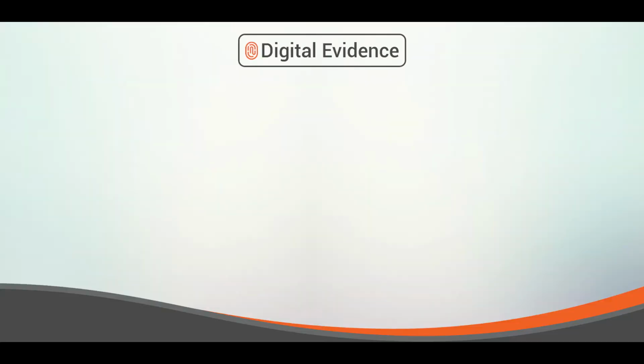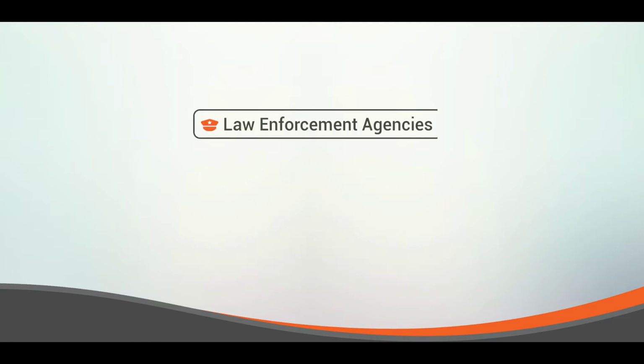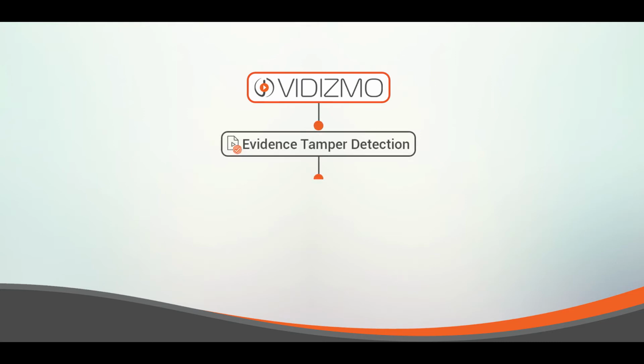Digital evidence requires protection through a mechanism that ascertains whether evidence, or a rendition of evidence, has been tampered with or not. To empower law enforcement agencies to run tamper detection workflows, VIDIZMO DEM offers evidence tamper detection that makes your DEM system capable enough to identify that an attempt to compromise evidence integrity has been committed. This detection of the threat enables the user to verify whether the evidence is in its original form or not.